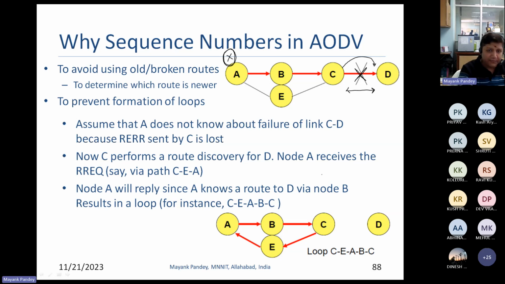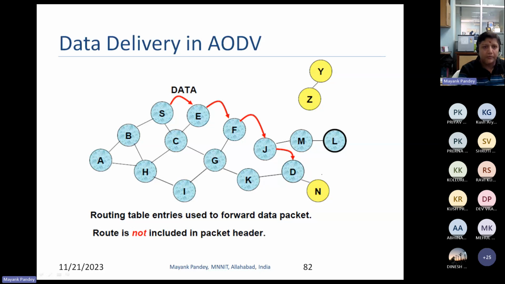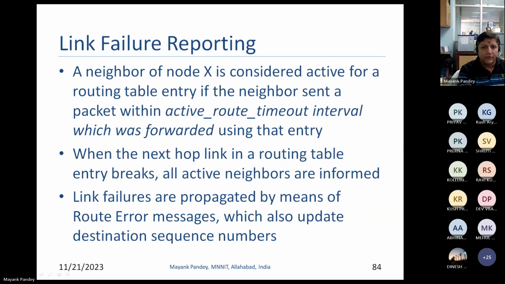So link broken has been the way we do it in DSR. We send a route error message whenever we find that a link is broken. This route error message is propagated, as we have seen. When a next hop link in a routing table entry breaks, all active neighbors are informed. Link failures are propagated by means of route error messages, which also update the destination sequence numbers.